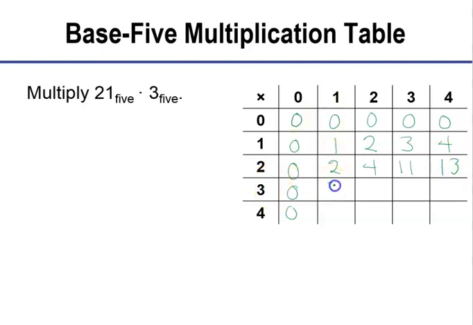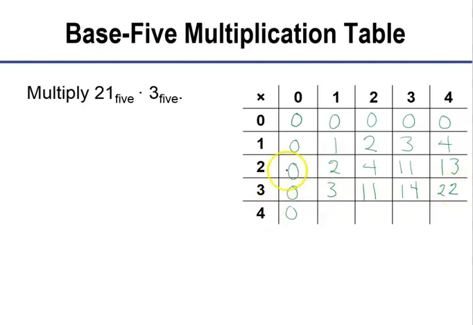I'm going to move across here. 3 times 1 is 3. 3 times 2, there we go. The number is 6 in base 10. That equivalent numeral in base 5 is 1 5 and 1 1. 3 times 3 is 9, which is 1 5 and 4 1s. 3 times 4 is 12, which is 2 5s and 2 1s.